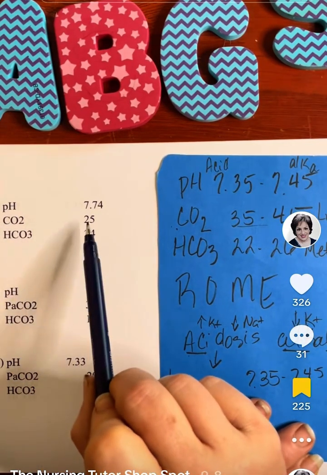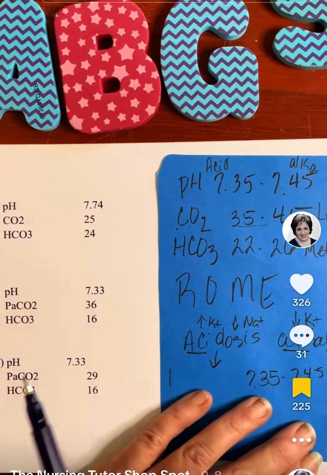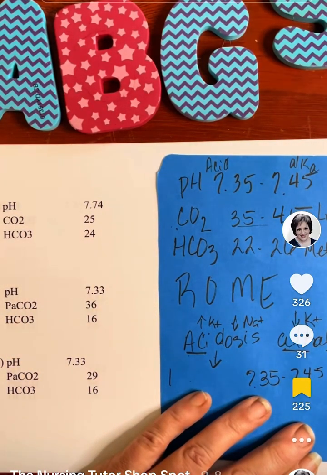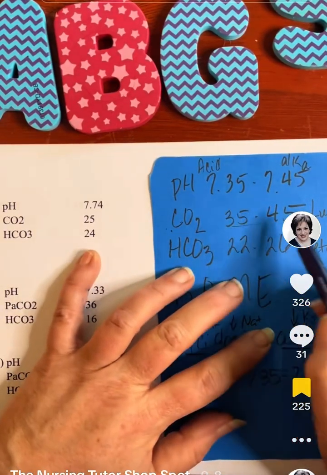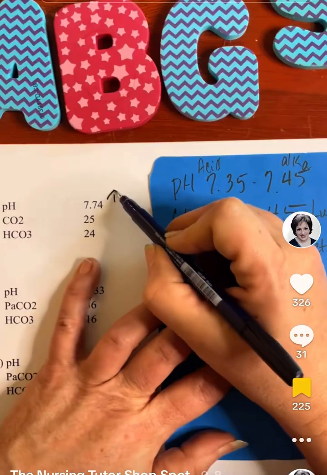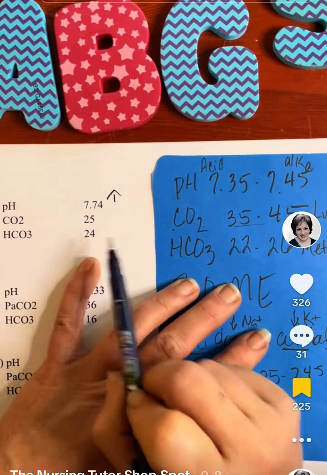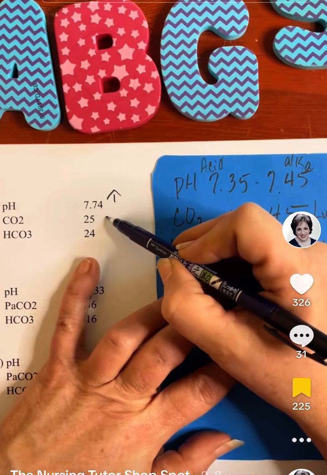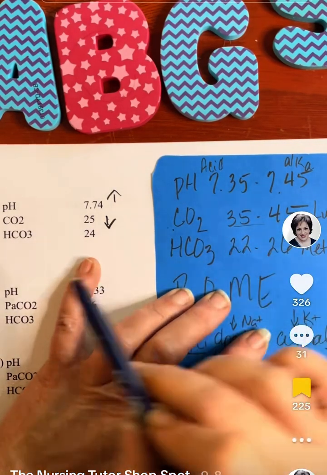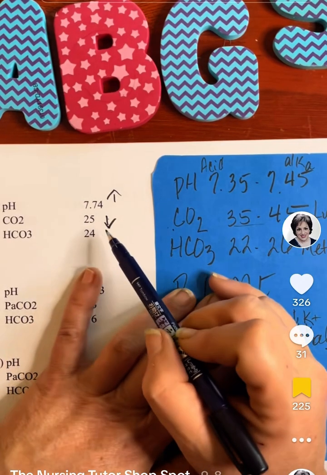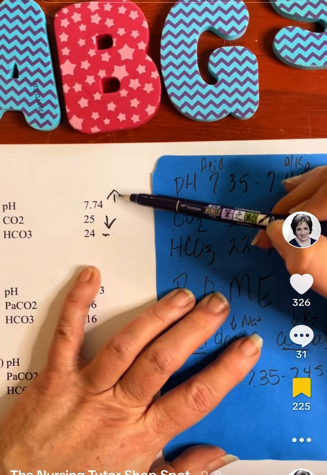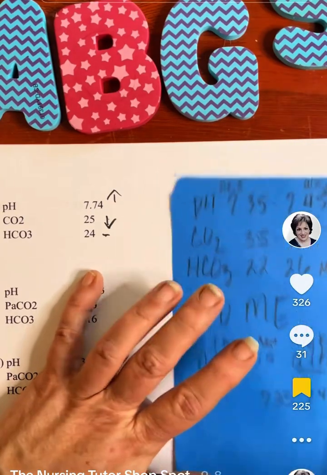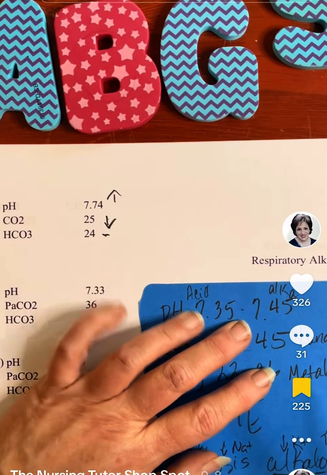Okay, number 5. This pH is 7.74. My word. 7.74. That may not be compatible with life. Okay, but that's high. The CO2 is 25, and that's low. And the bicarb is 24. So he's just hanging in a nice spot. So the pH tells me it's alkaline, and the CO2 going opposite tells me it is respiratory alkalosis. Period.